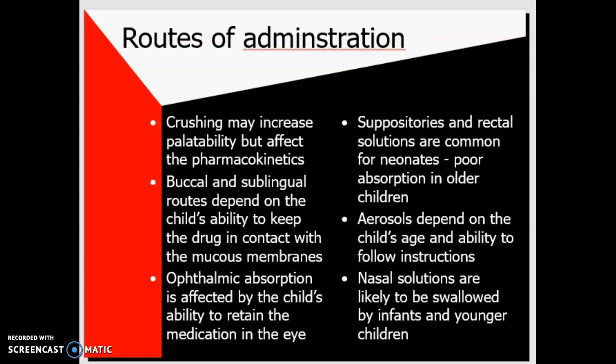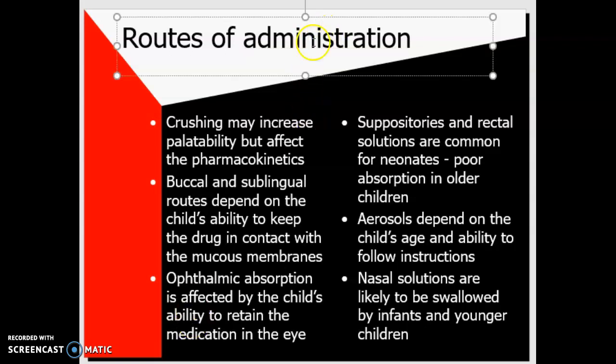I will now also say a couple of things about the other routes of administration. Crushing can increase the palatability, but remember, it is also going to affect the pharmacokinetics. Buccal and sublingual route depends on the child's ability to keep that drug in contact with the mucous membranes. They get easily distracted, and the next thing you know, they're chewing on that pill. Ophthalmic absorption is affected by a child's ability to retain that medication in the eye. It's really hard to get medications into children's eyes.